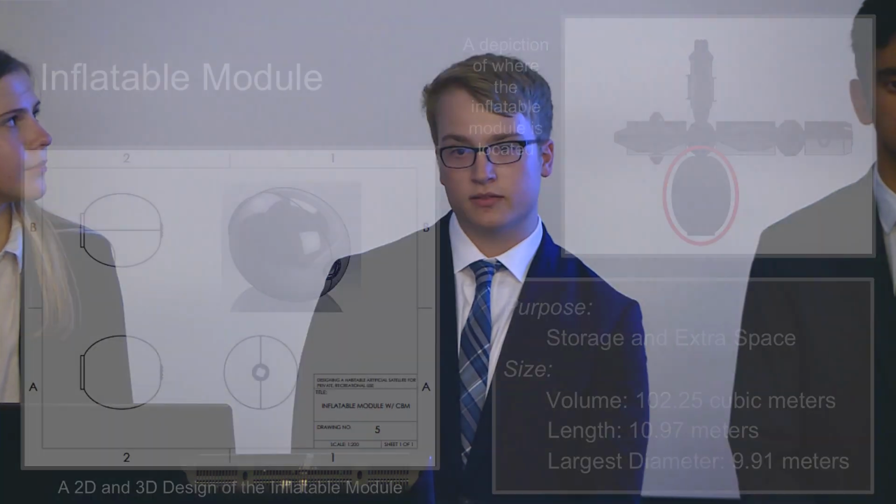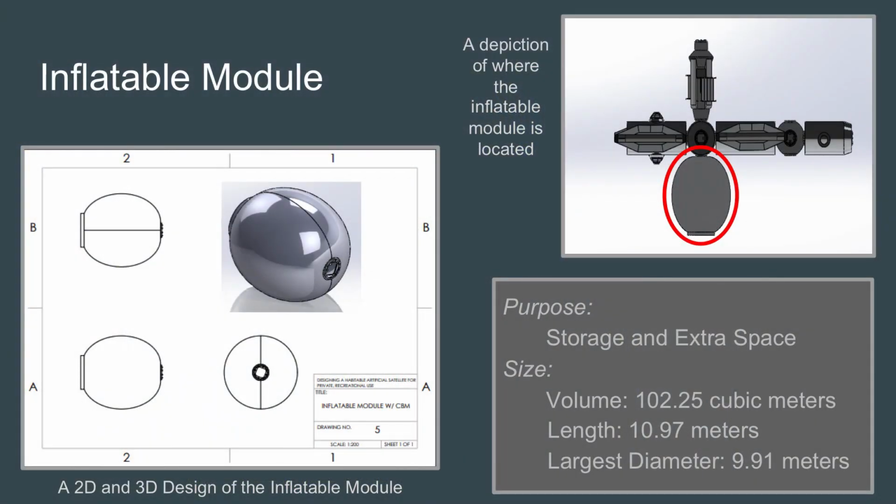Next, we have the inflatable module. The inflatable module serves mostly as extra space and storage for food and other materials. The inflatable module is placed on the bottom or Earth-facing side of the satellite because it would serve as protection from micrometeoroids.